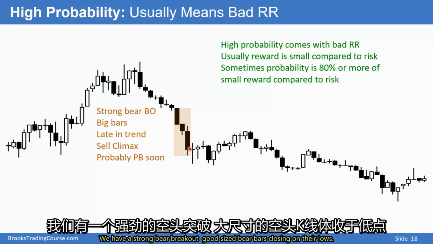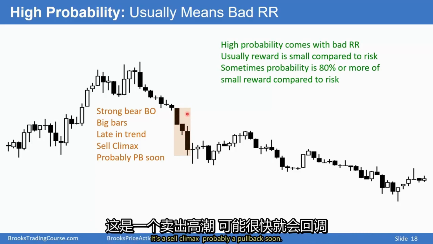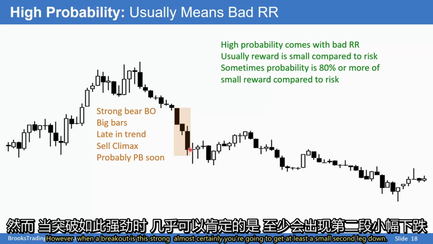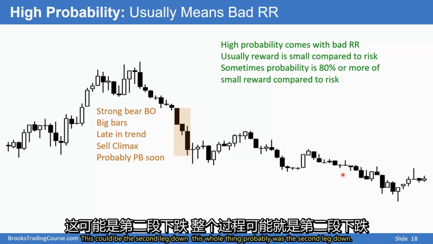We have a strong bear breakout, good-sized bear bars closing on their lows. It's a sell climax, probably a pullback soon. However, when a breakout is this strong, almost certainly you're going to get at least a small second leg down. This could be the second leg down. This whole thing probably was the second leg down.